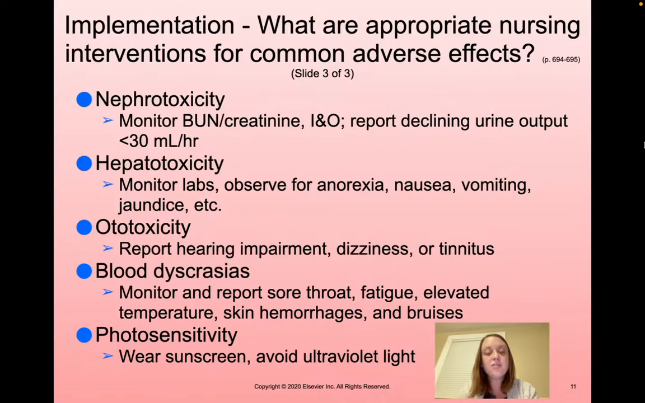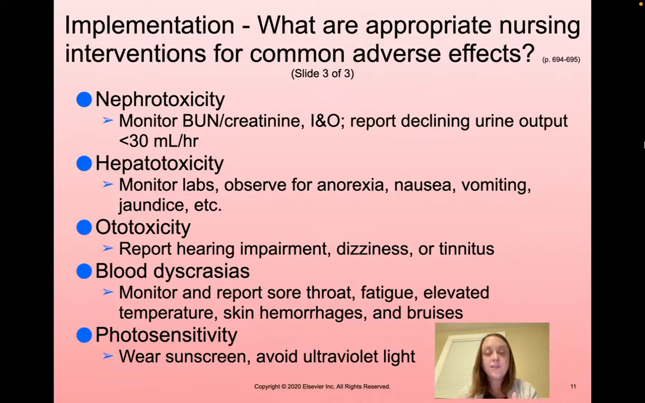And then for skin hemorrhages and bruises, that's showing us that something is being affected with the clotting capabilities of the blood. So any of those signs show that something is off with the blood counts, and we need to be reporting them and checking the labs to see if there's something going wrong in the blood.